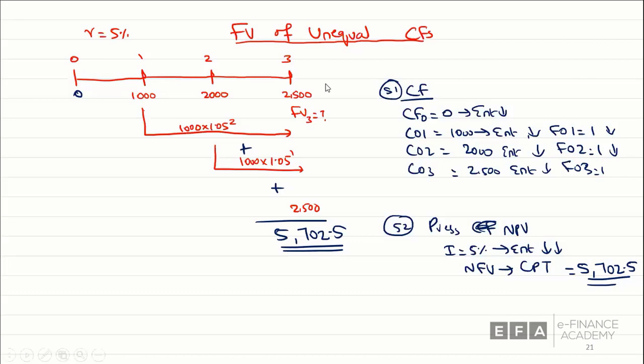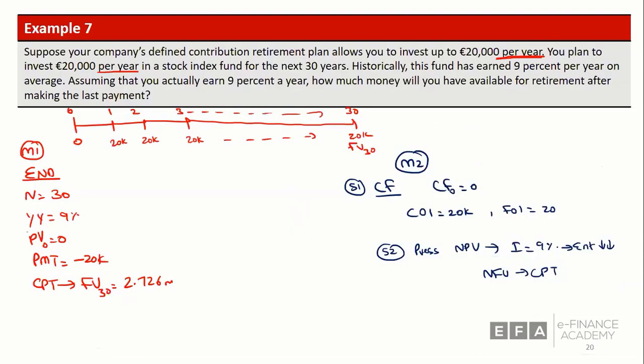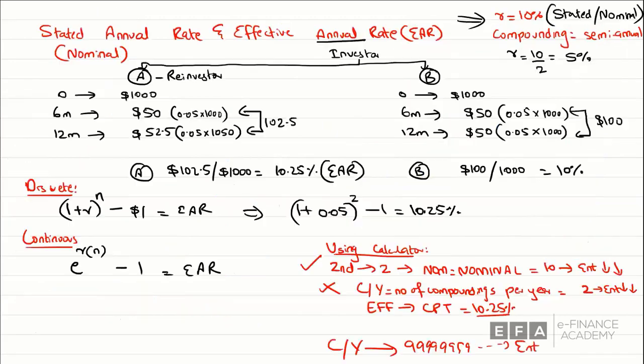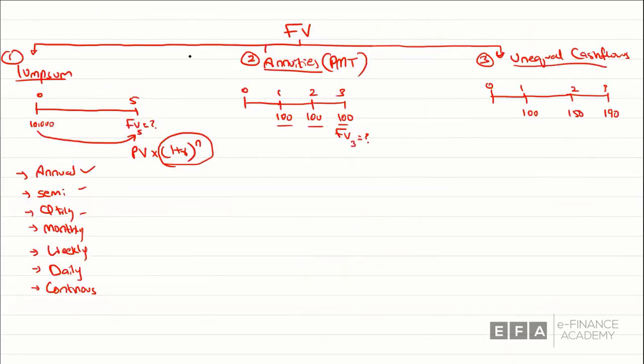So with this, we are done with future value of unequal cash flows, and we have finished all the 3 sections: future value of lump sum with different series of compoundings, annuities with different series of compoundings, and unequal cash flows with different series of compoundings.